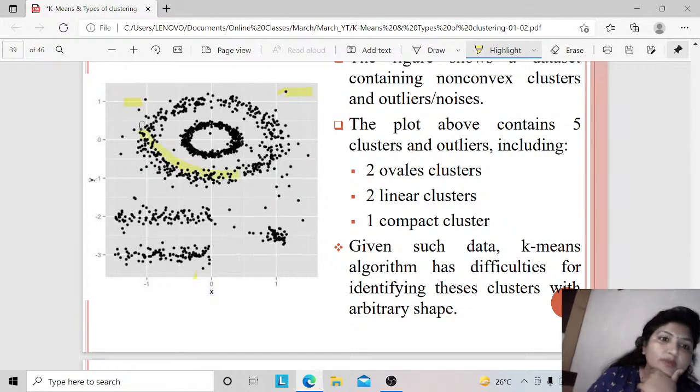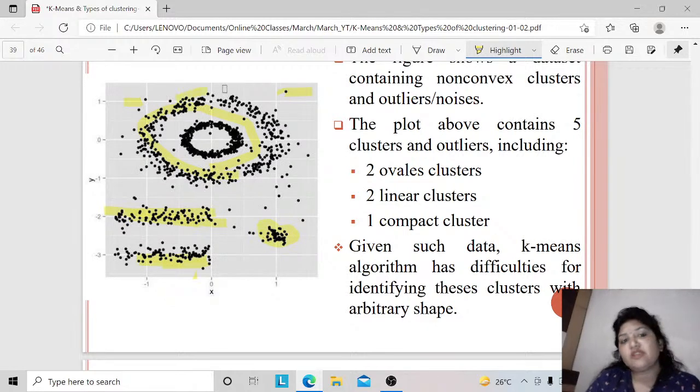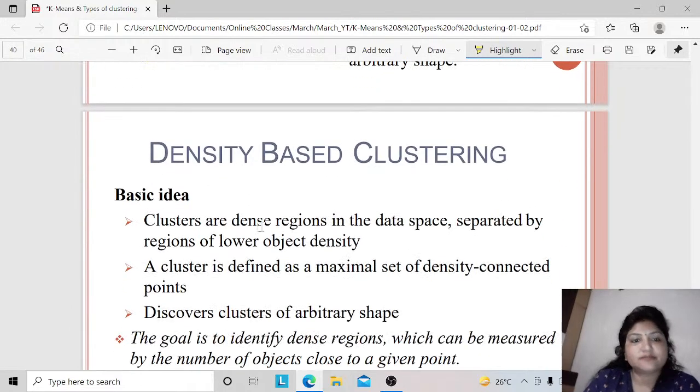Yes, it would be very difficult to find out which one is the oval and which one is the linear, and how you are going to find out that this would be my linear graph, these are my 2 oval graphs, these are my 2 linear graphs, and this is something like compact. So this is very difficult in that case.